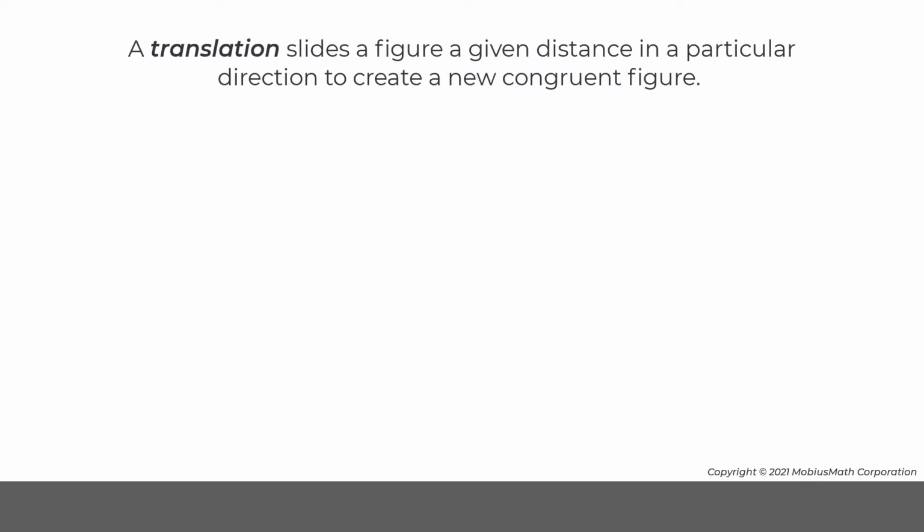A translation slides a figure a given distance in a particular direction to create a new congruent figure. An arrow with a specific length and direction can be used to represent a translation. For any figure, the arrow can be used to translate the point at each vertex. Then, the sides of the translated figure can be drawn. Note: translating a figure generates a new figure that is congruent to the original.